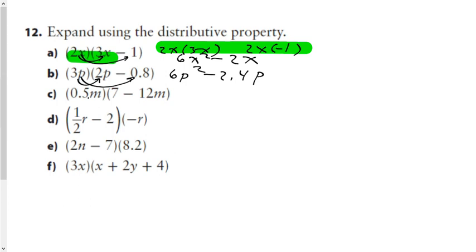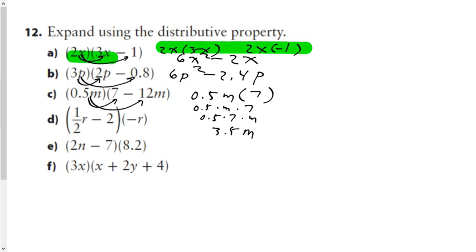Here, expanding with distributive, I'm going to show the work. 0.5m multiplied by 7 will be 0.5 times m times 7, or 0.5 times 7 times m. 0.5 is half. Times is also thought as the word of. So really half of 7 is 3.5 multiplied by m. It's just going to be 3.5m.